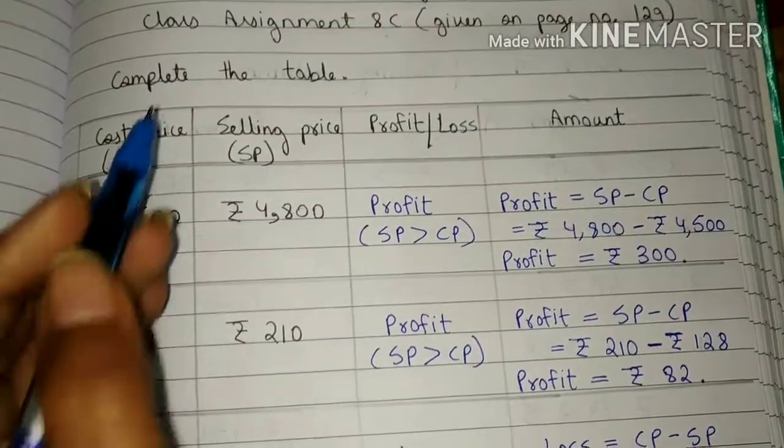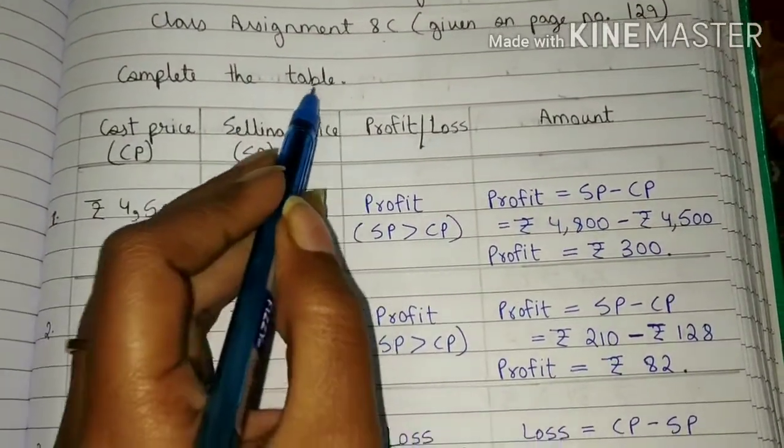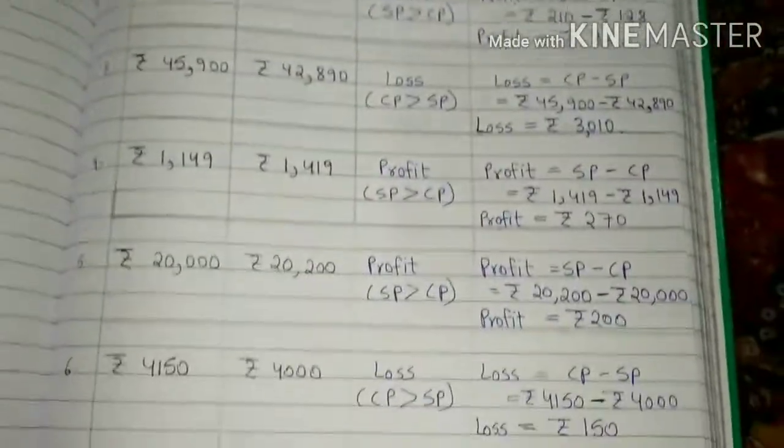Now students, this completes the table. You have to write it in your fair copy.